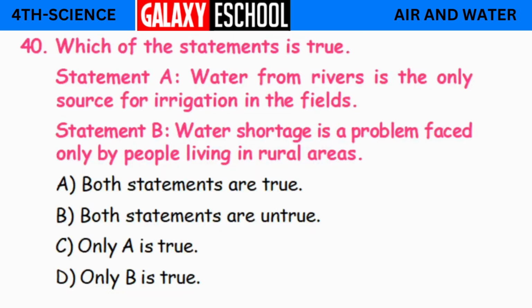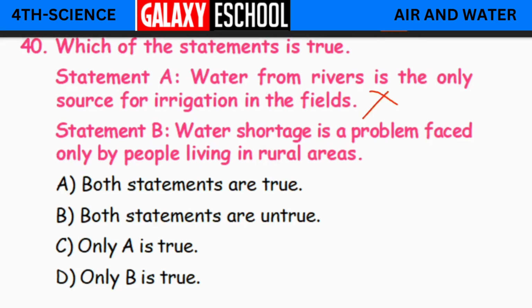Now the 40th question, children. Which of the statements is true? Statement A, water from rivers is the only source for irrigation in the fields. No, this is wrong.